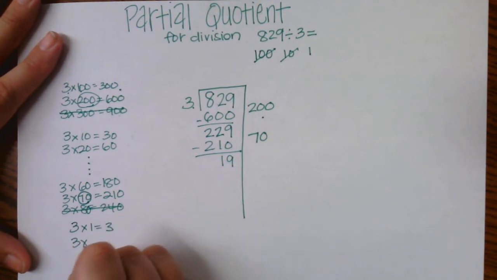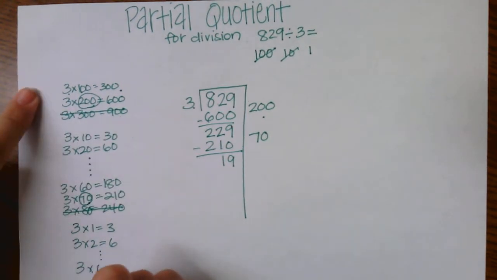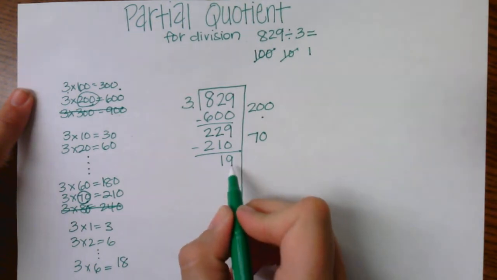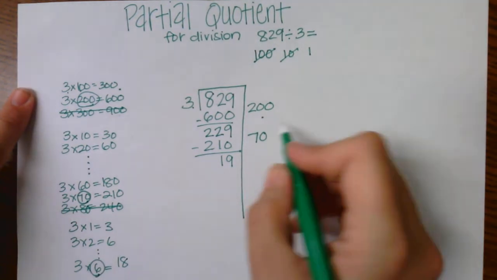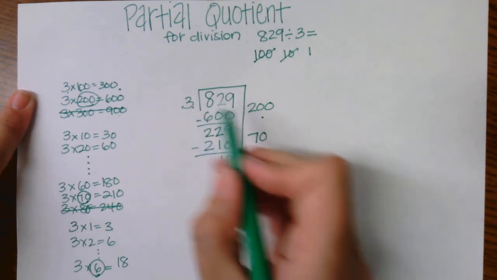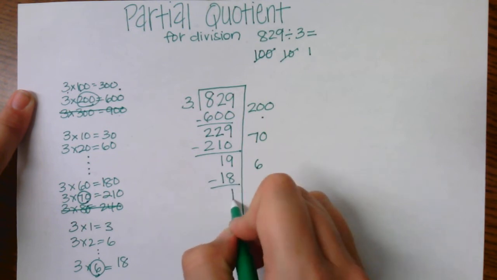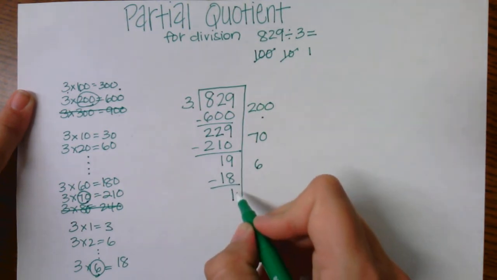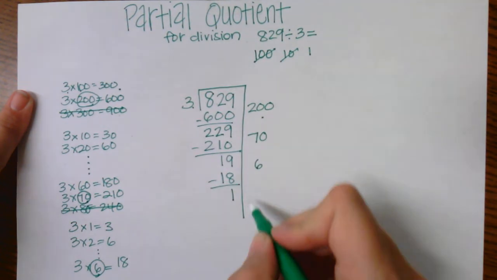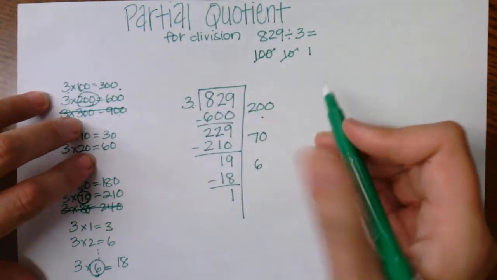So getting as close as I can, I'm going to skip a few here. I know that 3 times 6 is 18. And without going over, I'm going to use 6. So 6 goes out here on the outside. Once again, we multiply 3 times 6 to get 18. We subtract, and 1 is left. Now 1 is less than my divisor. It's not 0, but it's still less than my divisor, so that means I'm finished dividing.